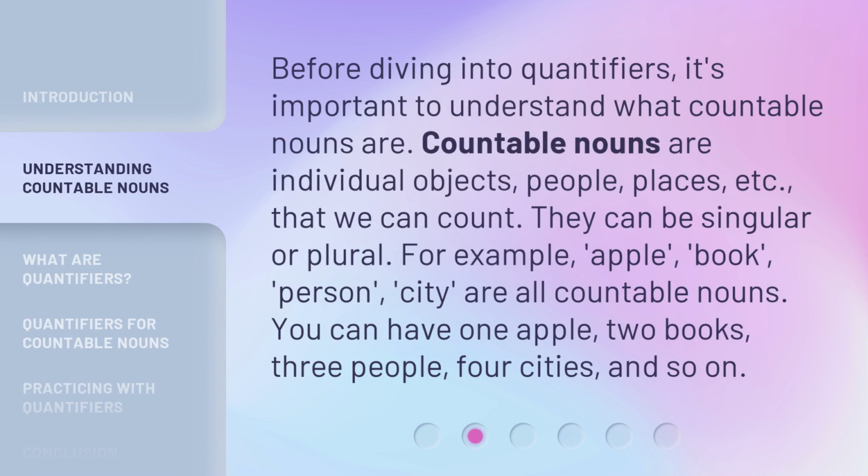Before diving into quantifiers, it's important to understand what countable nouns are. Countable nouns are individual objects, people, places, etc., that we can count. They can be singular or plural. For example, apple, book, person, city are all countable nouns. You can have 1 apple, 2 books, 3 people, 4 cities, and so on.